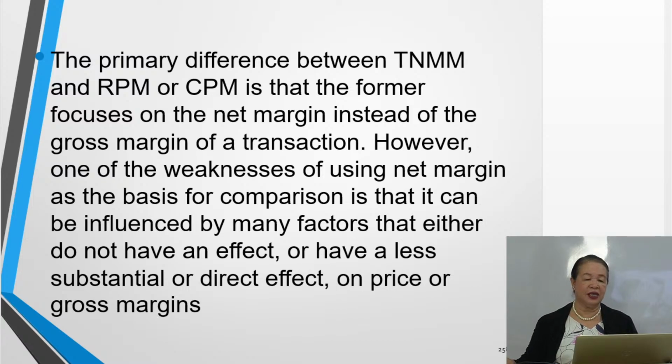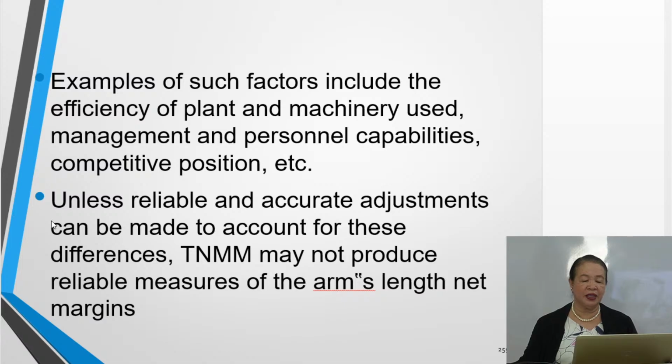So, what are the examples? Examples of factors include the efficiency of plant and machinery used, management and personnel capabilities, competitive position, and others. So, ito yung mga factors that affect the net margin. So, unless reliable and accurate adjustments can be made to account for these differences, the transactional net margin may not produce reliable measures of the arm's length net margin. So, yun yung weakness niya.